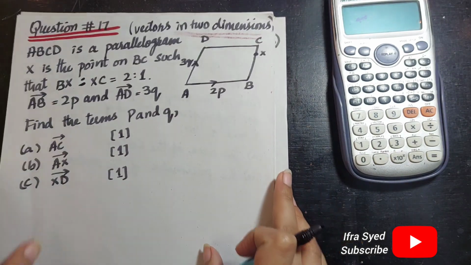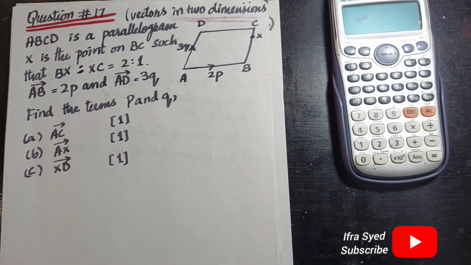So question number 17 is from the topic vectors in 2 dimensions, and vector. So the definition of vector is an object which has both magnitude and direction. So this is the basic definition of vectors. Now let's start the question.